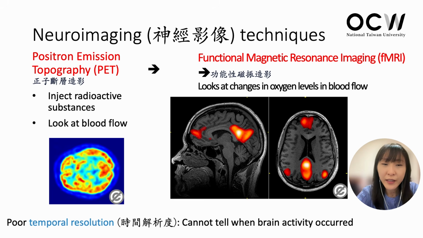Then another technique is the fMRI, but it's not invasive. So it can look at changes in the oxygen levels and blood flow. So these two techniques both have good spatial resolution. So it can tell you where brain activity occurs, but both have poor temporal resolution. So you don't know when things occur.